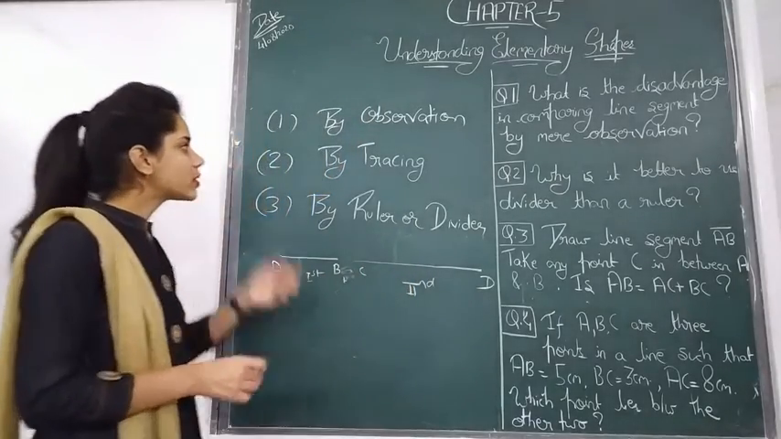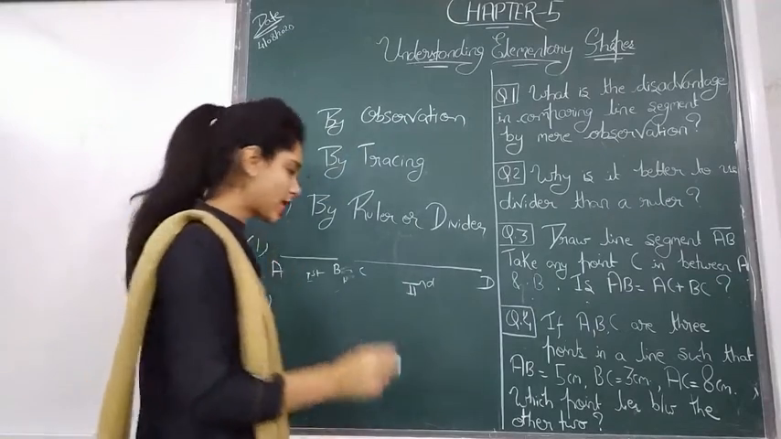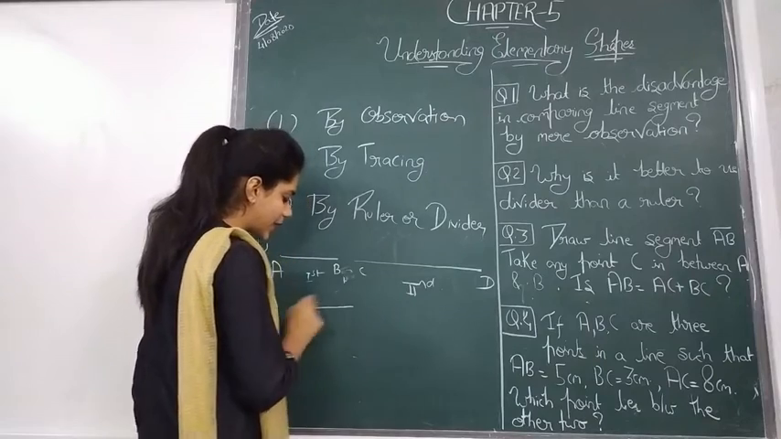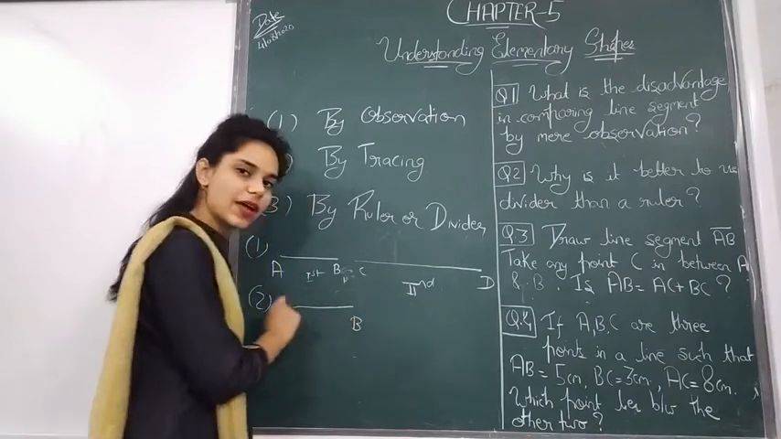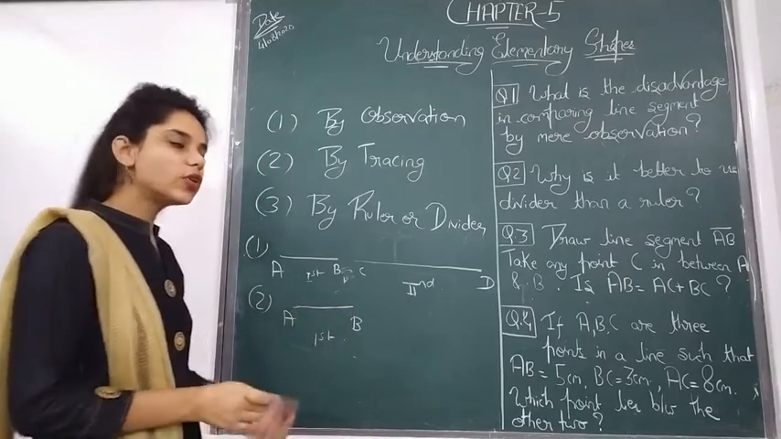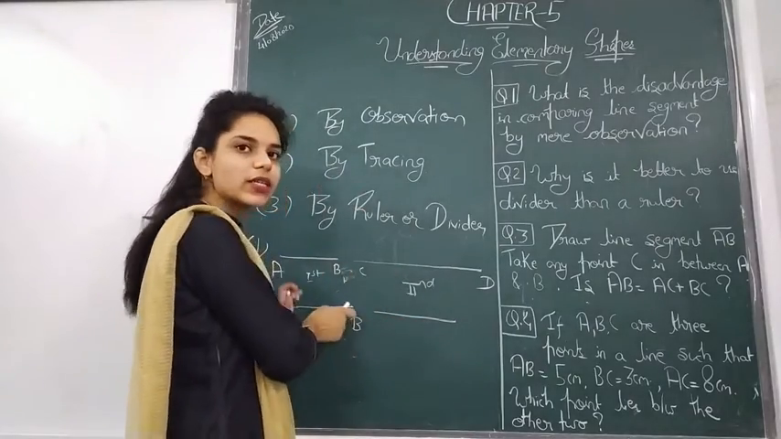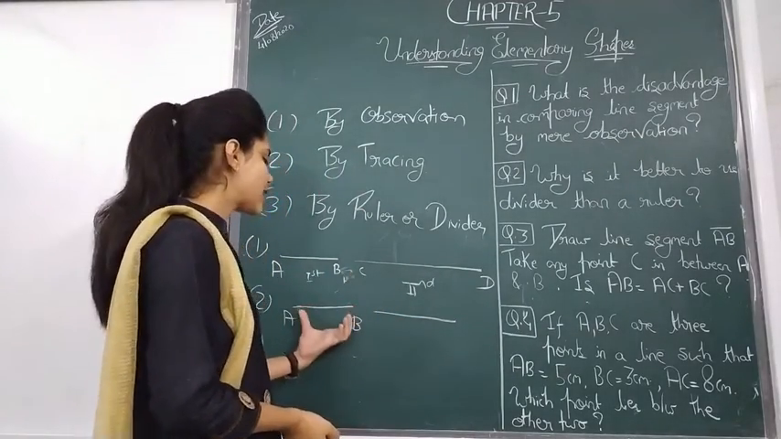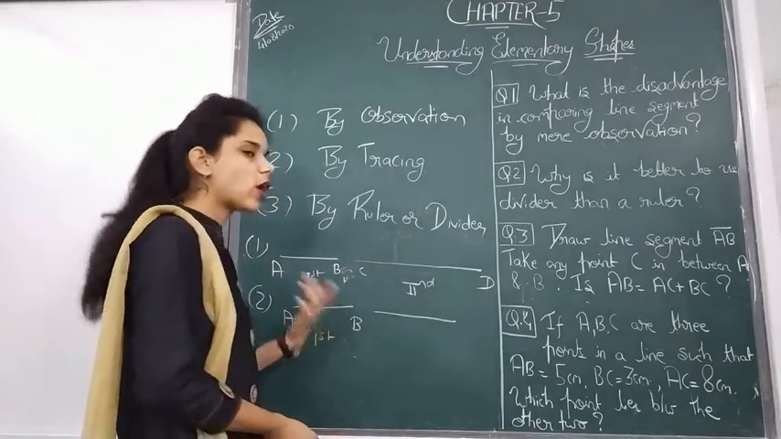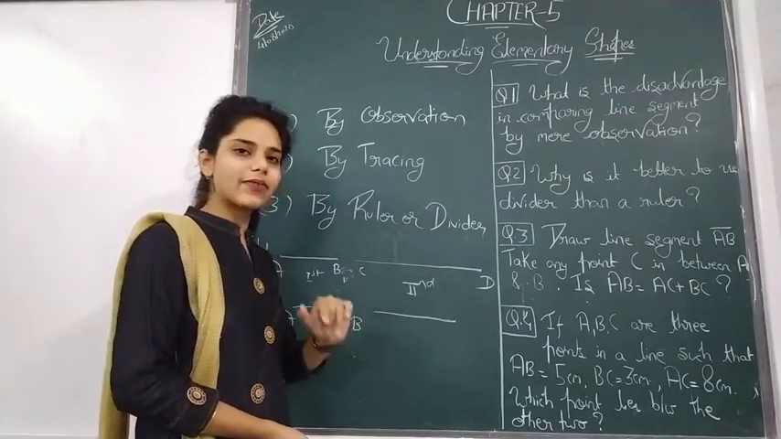Now the second way is by tracing. Suppose this is the first line, and if you want to measure its length, you can draw another line and put this line over it. So you can see that this line is smaller, or how much length it is. You can observe how much length it is by tracing another line. So this is the second way.